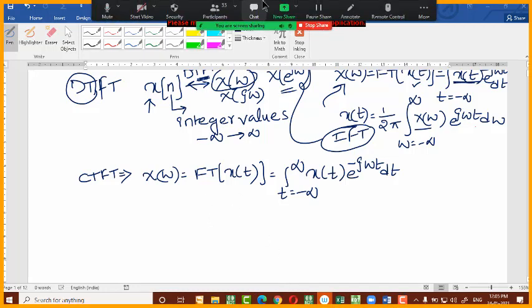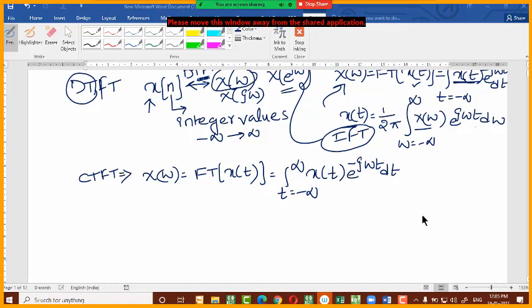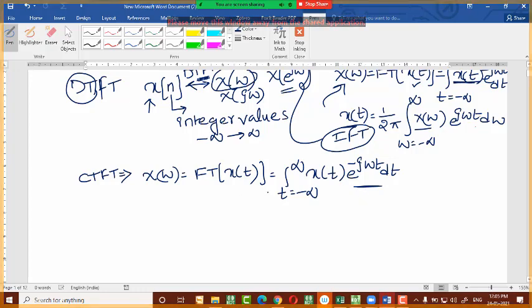Okay, listen. So this is the formula. This is the formula we have seen in case of continuous time Fourier transform. How this formula is written, you understand this one once again.